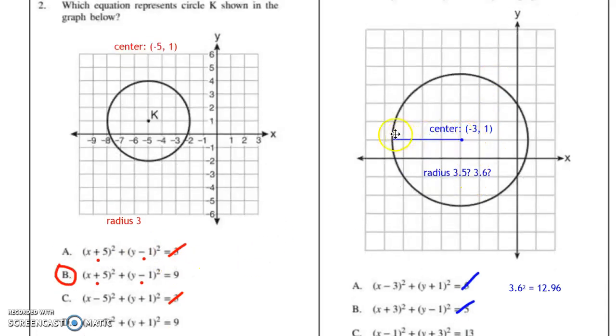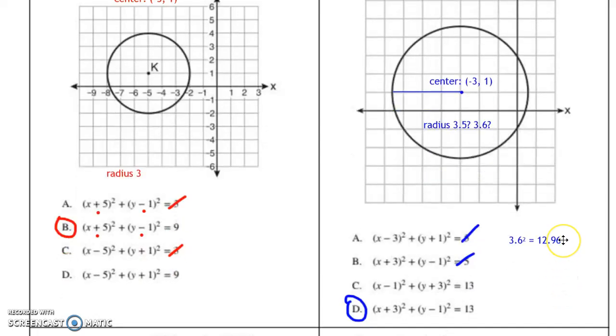This one was a little weird because you couldn't find the exact radius. We don't know, 3.5, 3.6, whatever it is, but we know that whatever that number is, we're going to square it to see what's in our equation. And 3.6 squared is 12.96. Well, I know that 12.96 is pretty close to 13. So we don't know the exact radius, but we estimated it and we got pretty close.